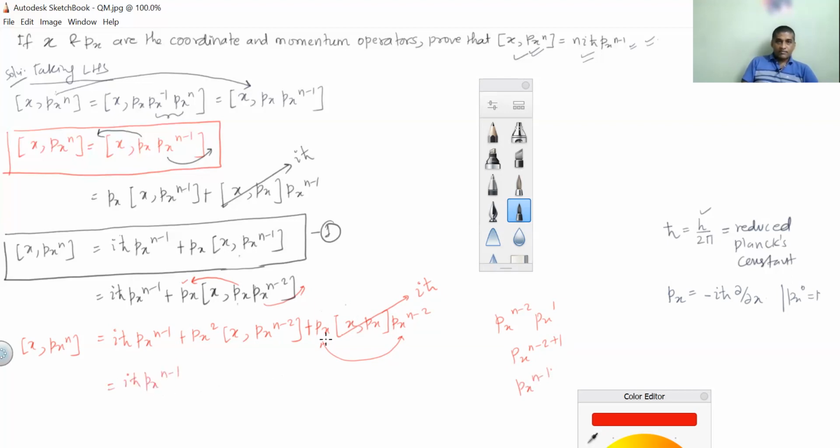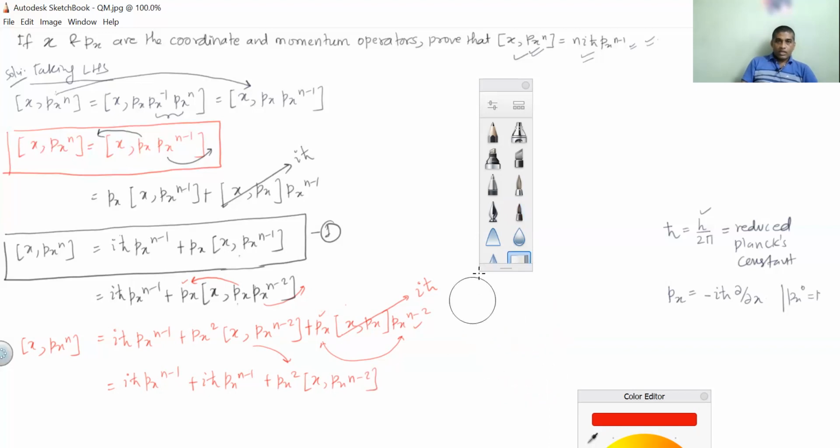So I'm writing this term in second. So we have iħ, and these two on simplification give px power n minus 1, and we have this, px square commutation x px power n minus 2. So let me erase this.